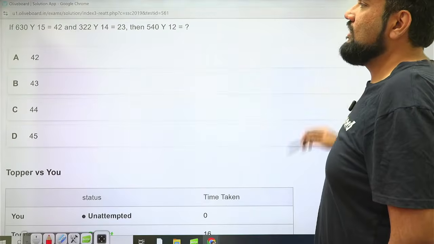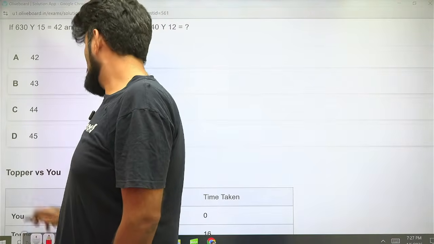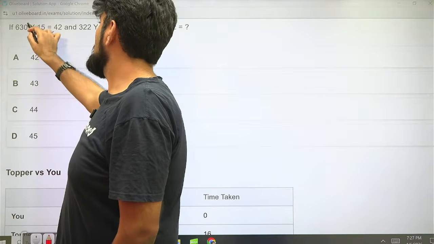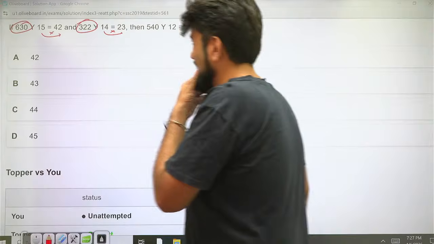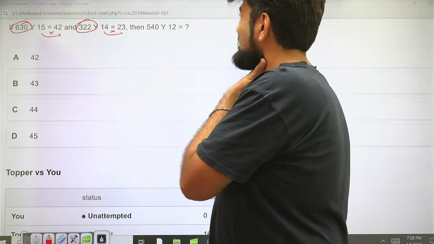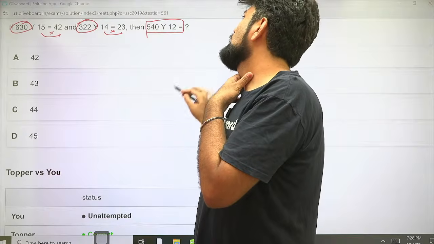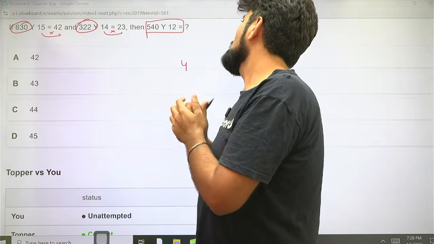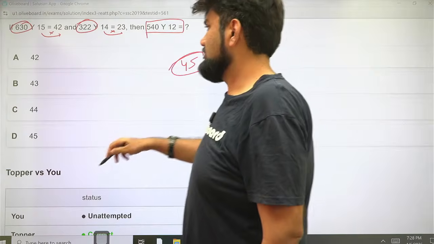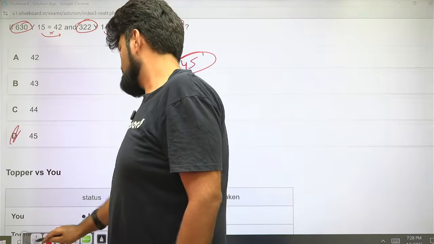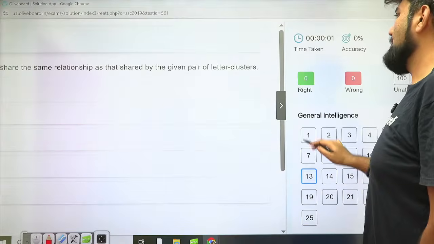No issue. 630, 15, 42, 322, 14, 23. Multiply. This is what you get. Correct? So if I divide both of them, what do I get? 12 into 4 is 48. 12, 5, 45. Cool. 16 seconds. Excellent. Next.